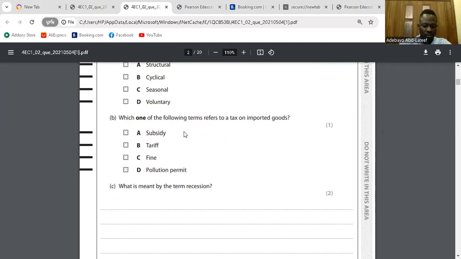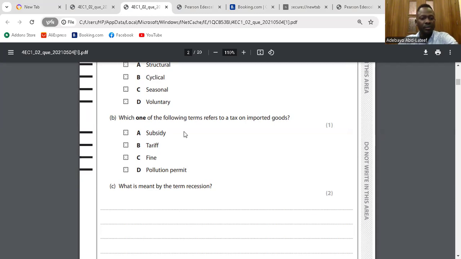Question B. Which one of the following terms refers to tax on imported goods? Tax on imported goods is tariff. Clear. B. Any question about that? We'll move on to C.